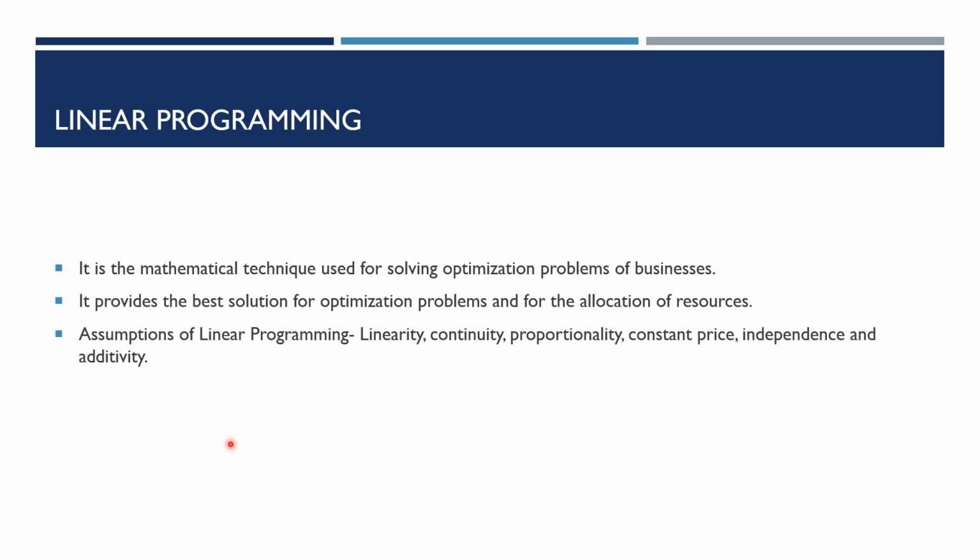So, as per proportionality, this assumes that there is a proportional relationship among variables. The proportionality between the variables remains the same while finding out the solution of the problem. This implies that the proportional relationship among variables is the same at every level of output. At every level of output, the proportional relationship is the same between the variables.